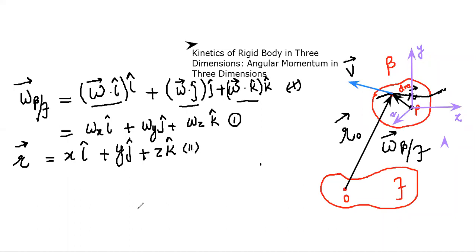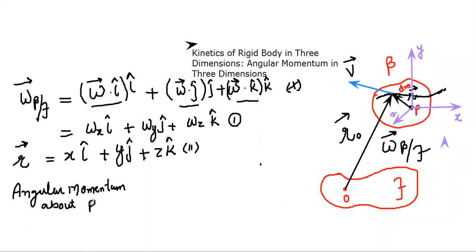Now, what are we defining? We are defining an important physical quantity, what we call the angular momentum. If we calculate the angular momentum of this rigid body beta about point P, we write: angular momentum of the rigid body about point P.